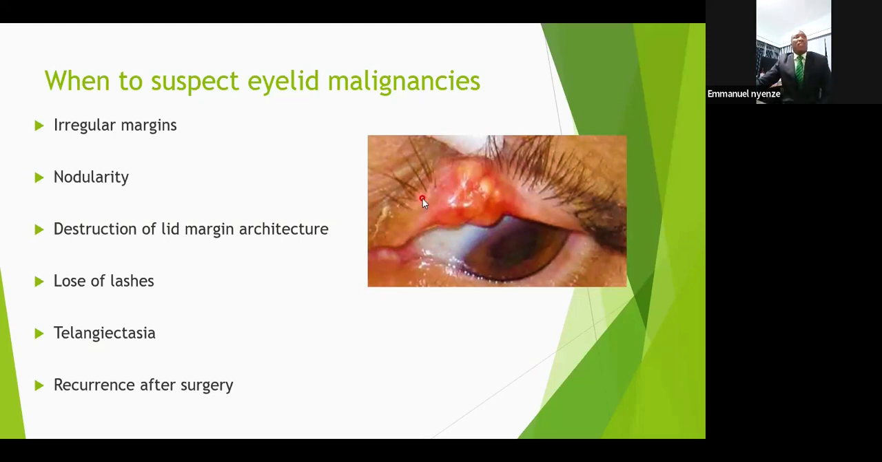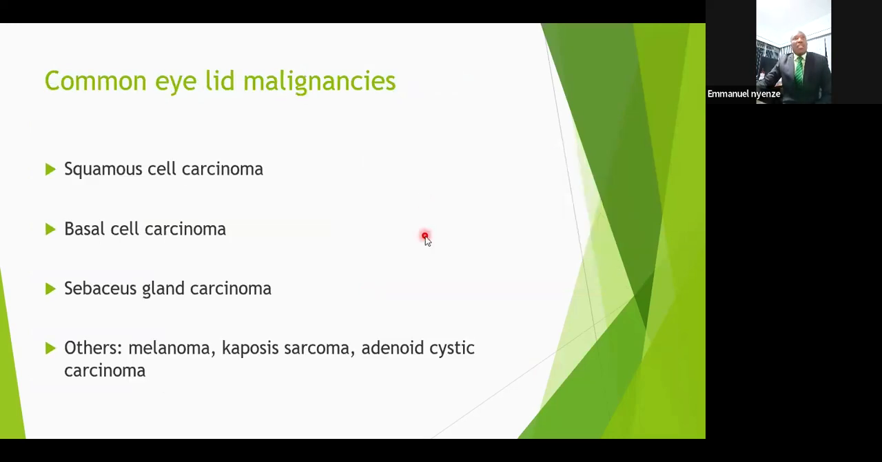So when you talk about those malignancies, what are the common eyelid malignancies that we see in our setting? The most common eyelid malignancies that we see in our setting are squamous cell carcinoma, basal cell carcinoma, and sebaceous gland carcinoma. These are the 3 common malignancies. The most common is basal cell carcinoma, followed by sebaceous gland carcinoma, followed by squamous cell carcinoma.